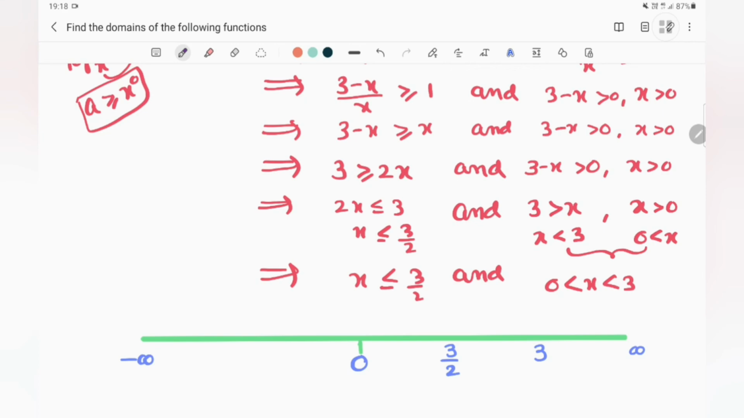So x is less than or equal to 3 by 2. So this is regarding x is less than or equal to 3 by 2. X is equal to 3 by 2 and less than 3 by 2. Next, 0 is less than x is less than 3. That means open interval of 0 and 3. That value lies between 0 and 3. This is the second part. 0 is less than x is less than 3. I hope everyone understands.